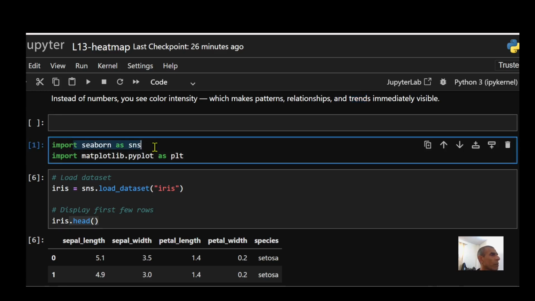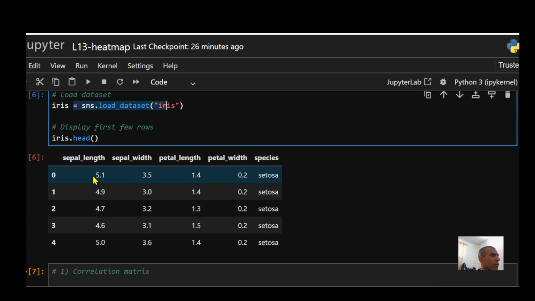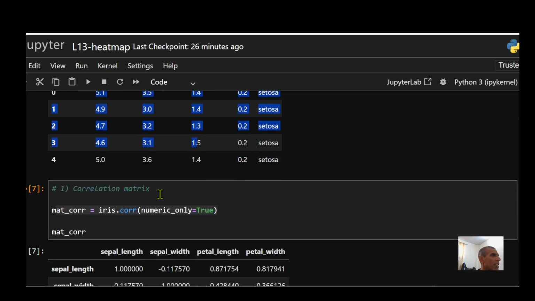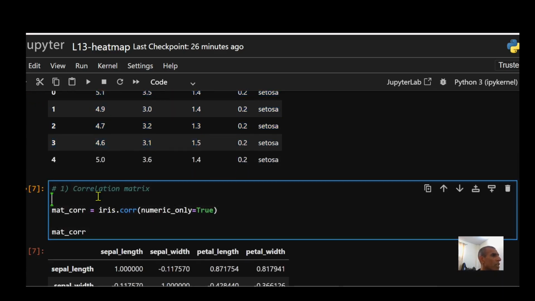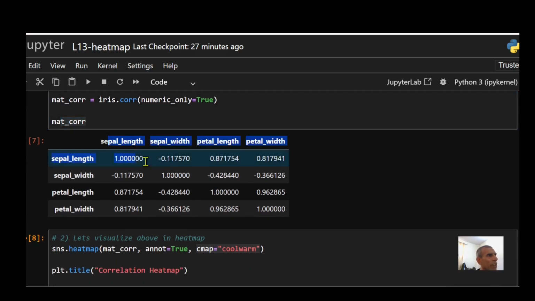So in this case, first I'm importing my Seaborn. I'm also importing Matplotlib library. For this particular heat map, I'll be using Iris dataset. So I print out a few records over here from my Iris dataset, and then I compute the correlation matrix. So from Iris, I'm calling this corr function. This is short for correlation matrix. And that's going to generate a correlation matrix for you. Then I'm printing out the correlation matrix. And these are my values right here.